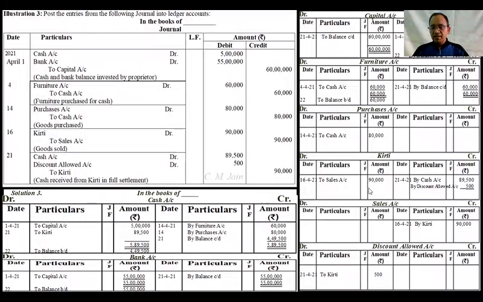On debit side, amount is 90,000. On credit side, there are two amounts, 89,500 and 500. And the total is 90,000. Since both debit and credit totals are same, there is no balance left in this account. So we will simply write totals on both sides. 90,000.